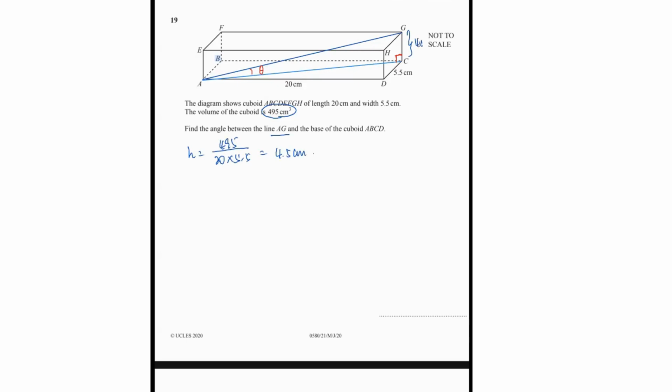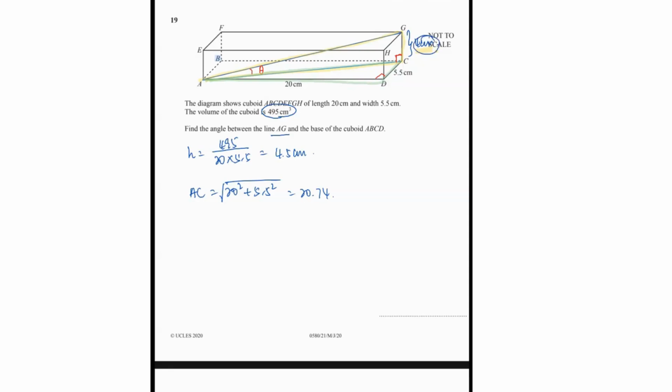Now observe that there's a triangle here, and to find theta, I can use trigo. I already have one side here, this 4 cm. So I need another side, AC. And for AC, I can use Pythagoras' theorem. AC is the square root of 20 squared plus 5.5 squared. Where's the triangle? The triangle is here, flat on the ground, and this is 90 degrees. I keep it to 4 SF, so 20.74.